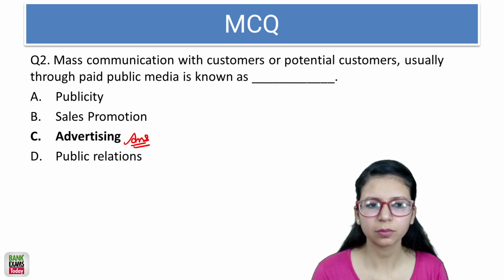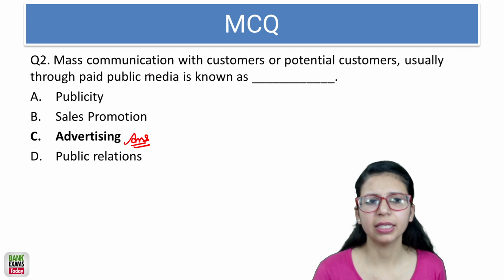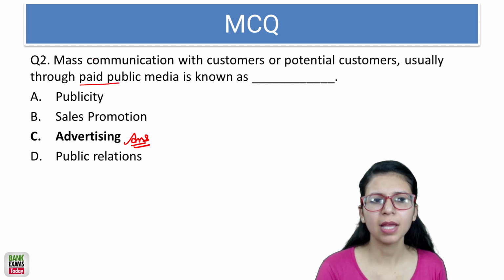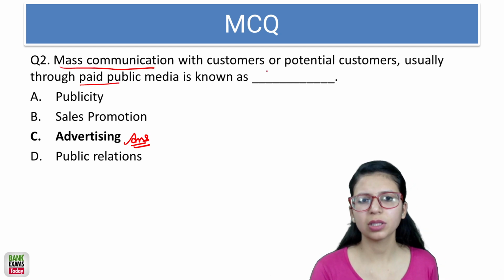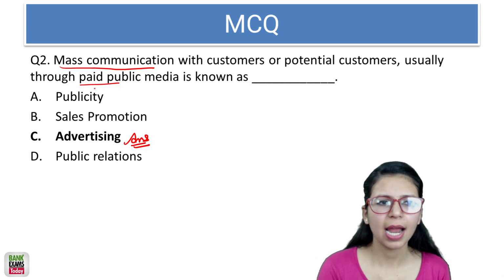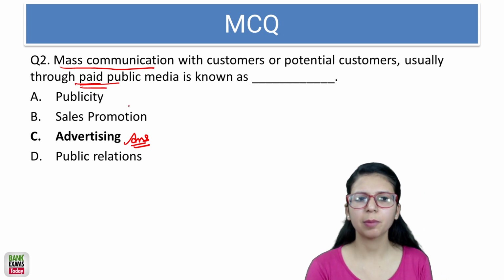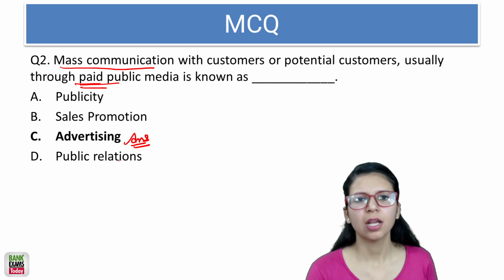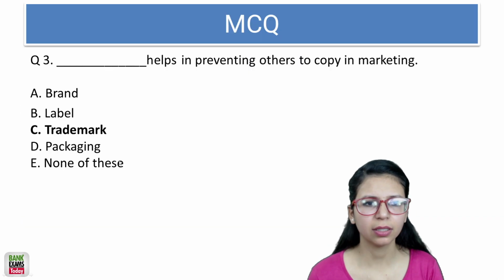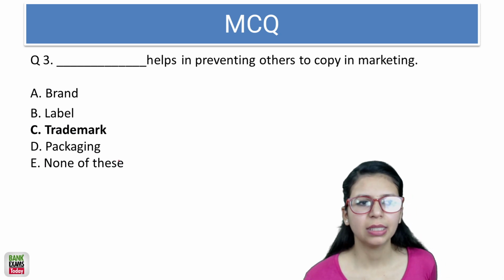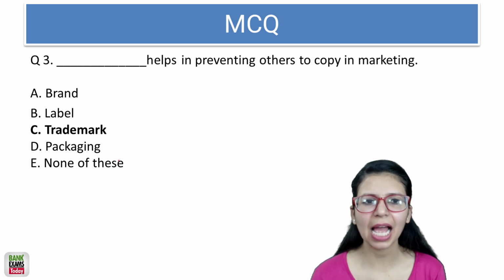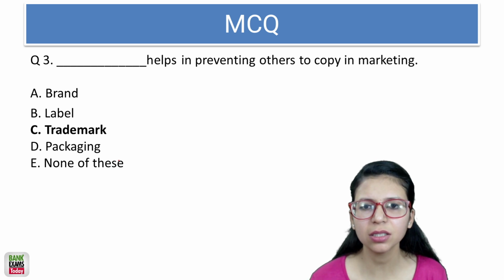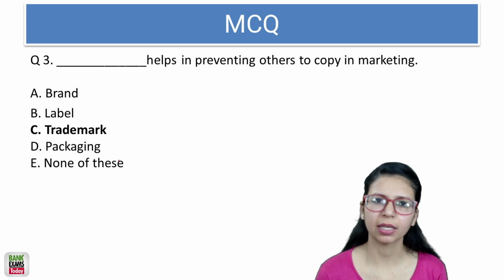Okay, because here it is the paid form, and the mass communication with the customers is there, and usually paid public media is advertising. Okay, all of these are not right. Now the third question is: dash helps in preventing others to copy in marketing.